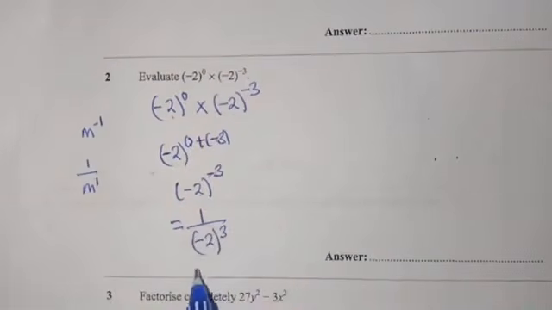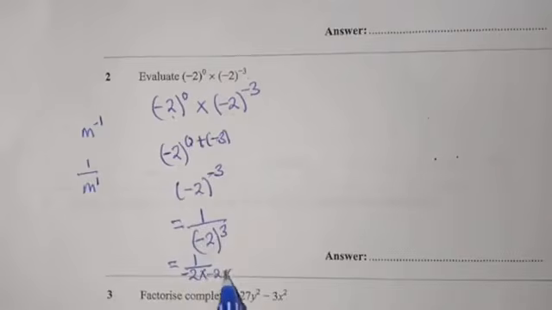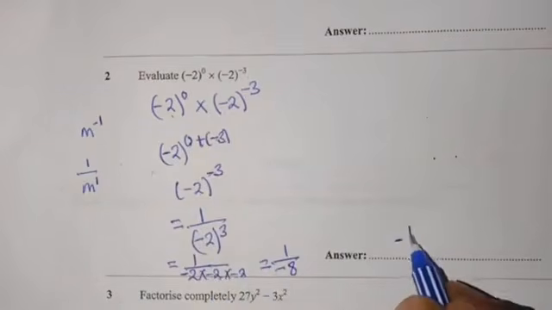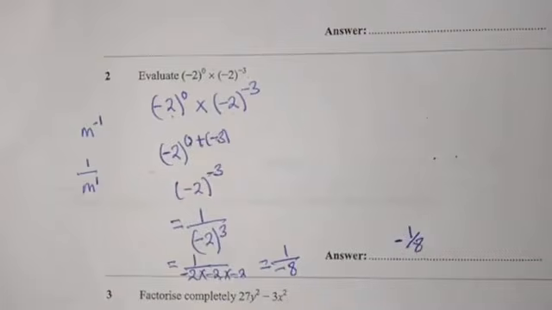Now here we are going to say 1 over, so (-2) raised to the power of 3 means minus 2 times minus 2 times minus 2. This will give us 1 over minus 8. 2 times 2 is 4, and 4 times negative 2 is negative 8. So this is our answer, 1 over minus 8.